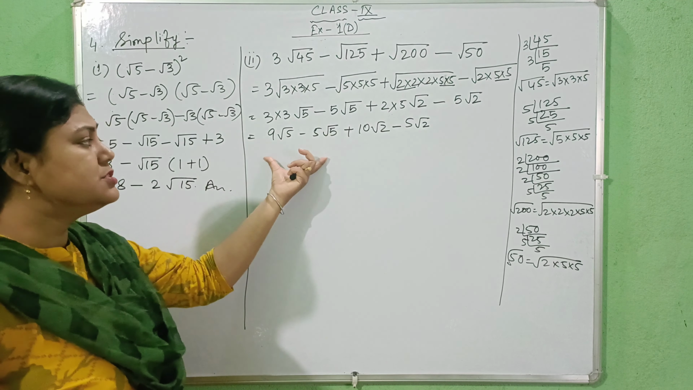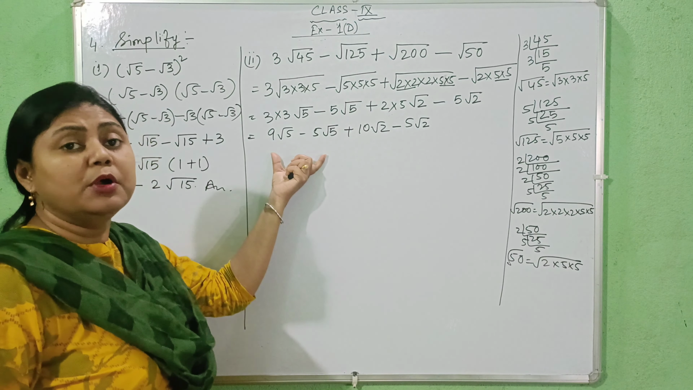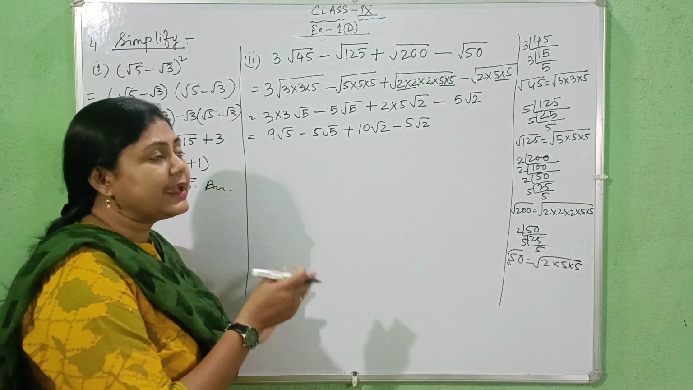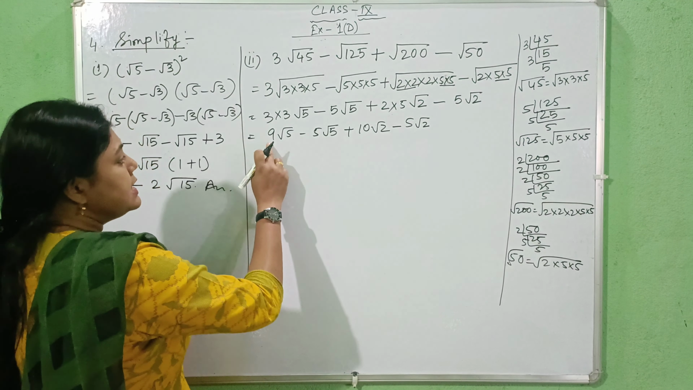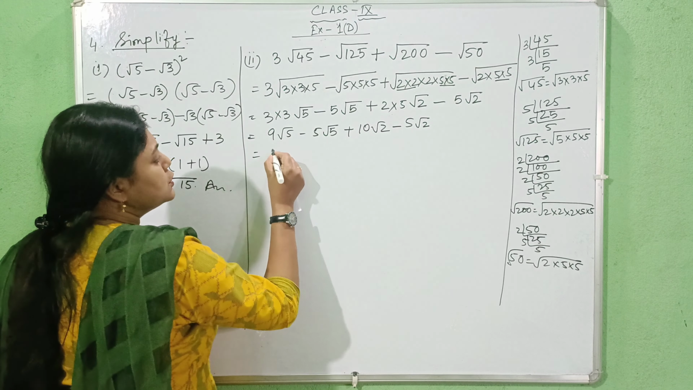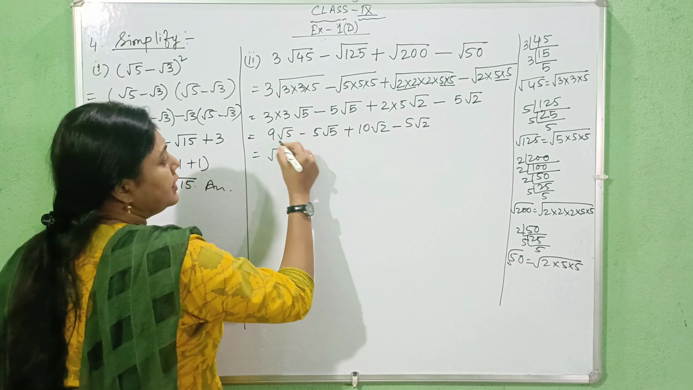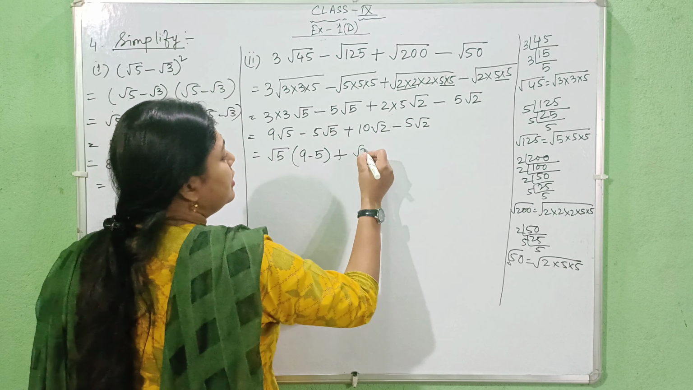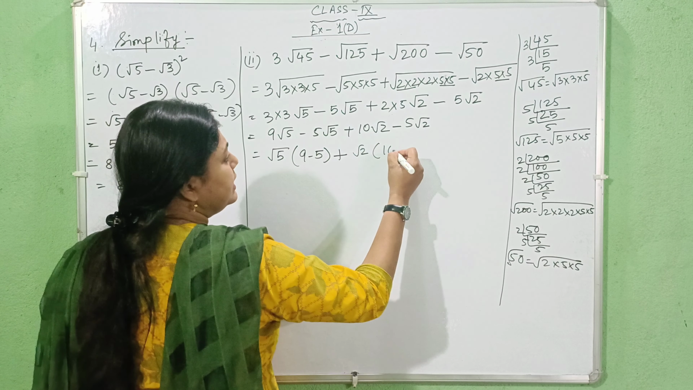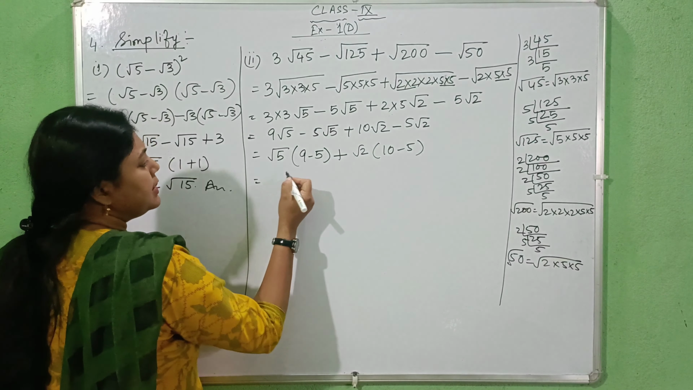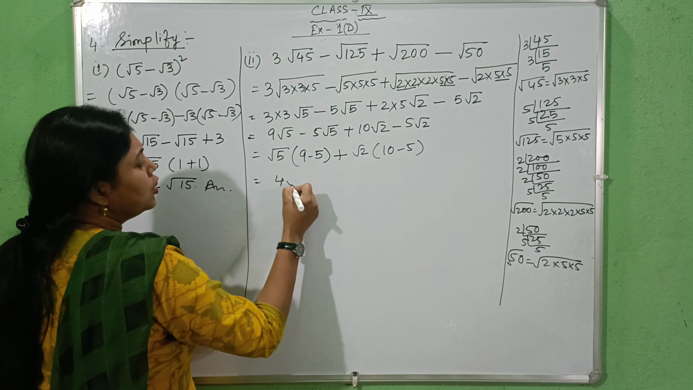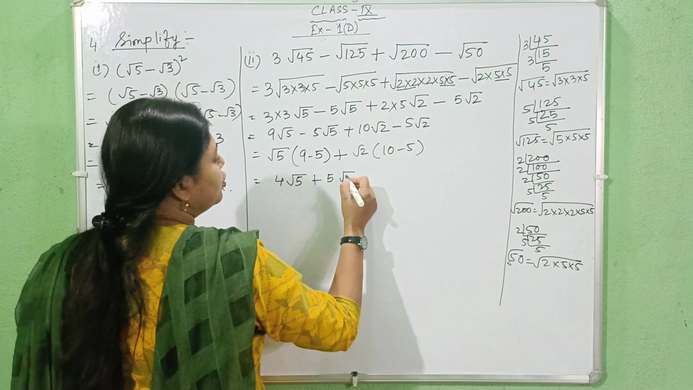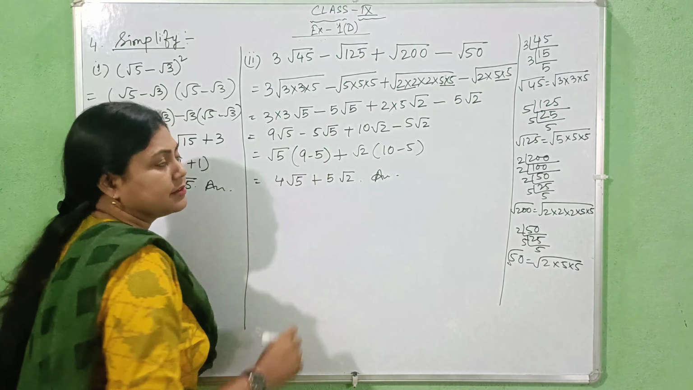Now, the required terms which I want to be separated are already separated over here. So, I need to calculate only. What to do? 9 root 5 minus 5 root 5. So, I can take root 5 as common, then it will be 9 minus 5, plus from this 2 I can take common root 2, then it will be 10 minus 5. So, what am I getting? 9 minus 5, 4 root 5 plus from here 10 minus 5, 5 root 2, and that is your answer.